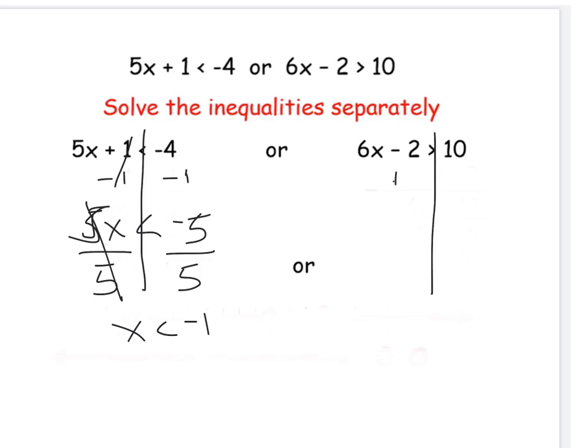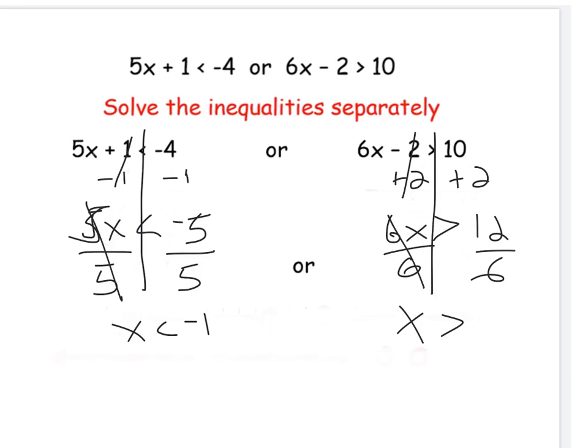So I have to add 2 to both sides. They cancel out. I'm left with 6x. My inequality symbol is greater than, and then 10 plus 2 is 12. Then I divide both sides by 6. They cancel out, and I'm left with x being greater than 12 divided by 6, which is 2.